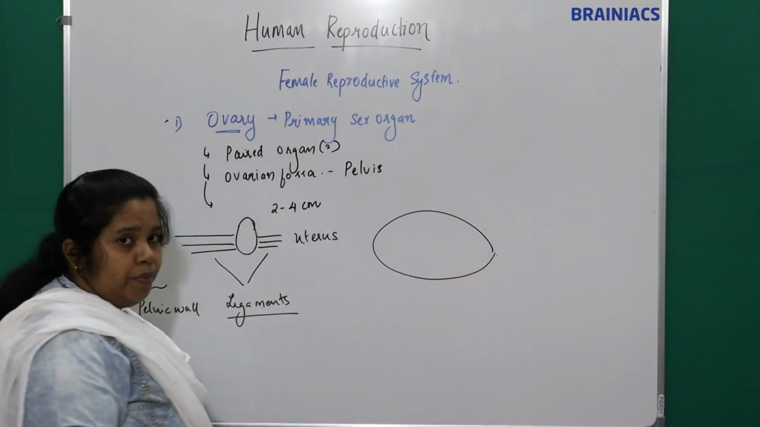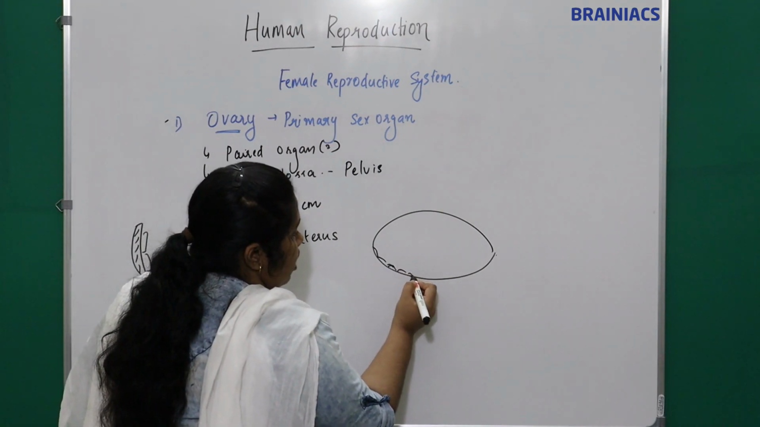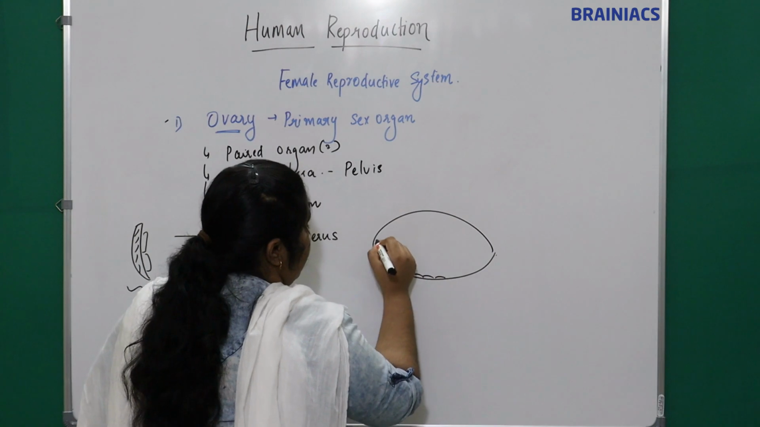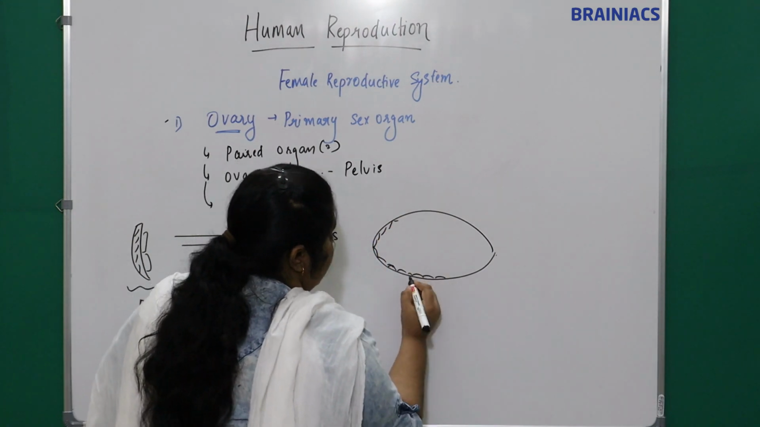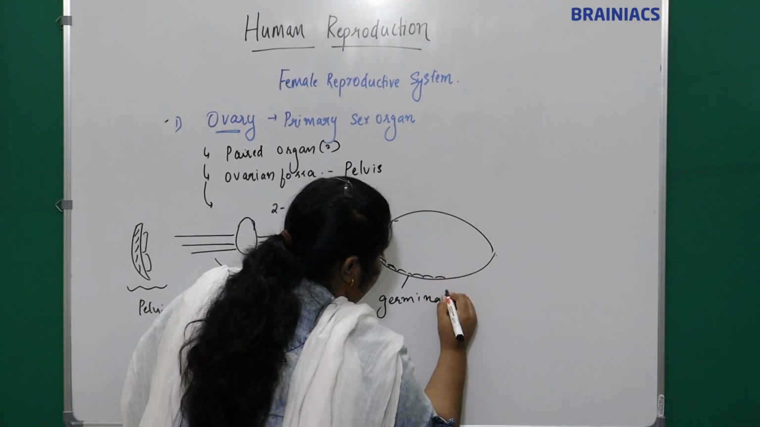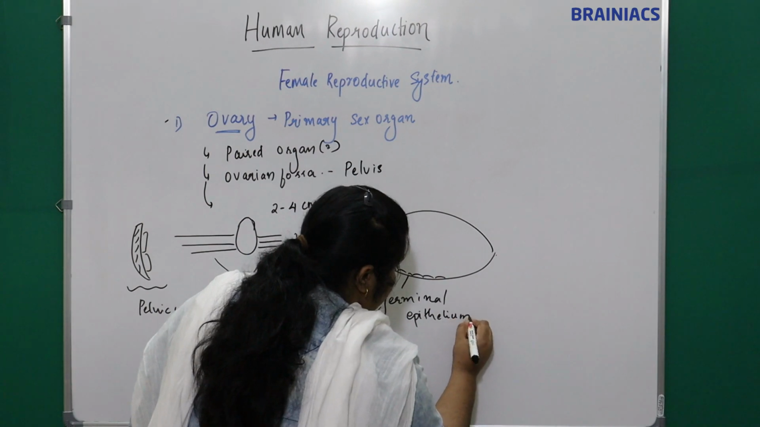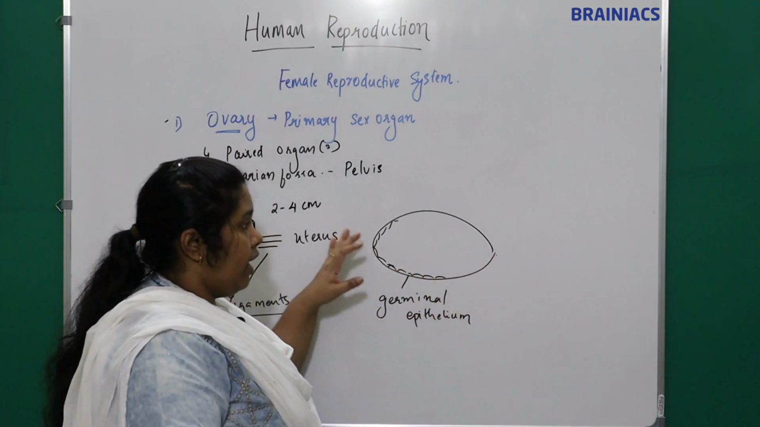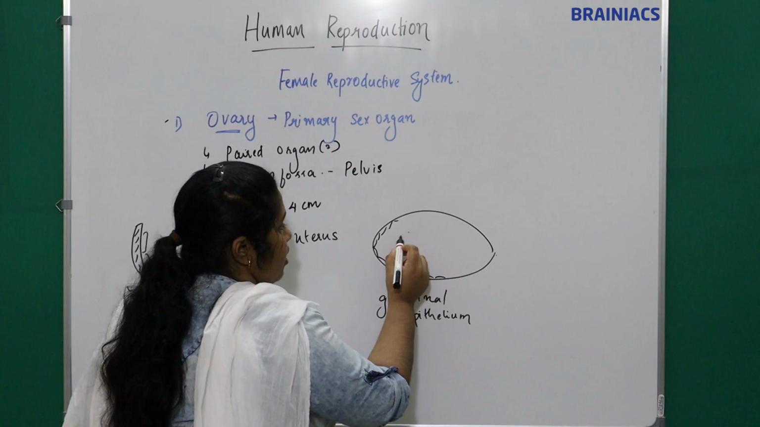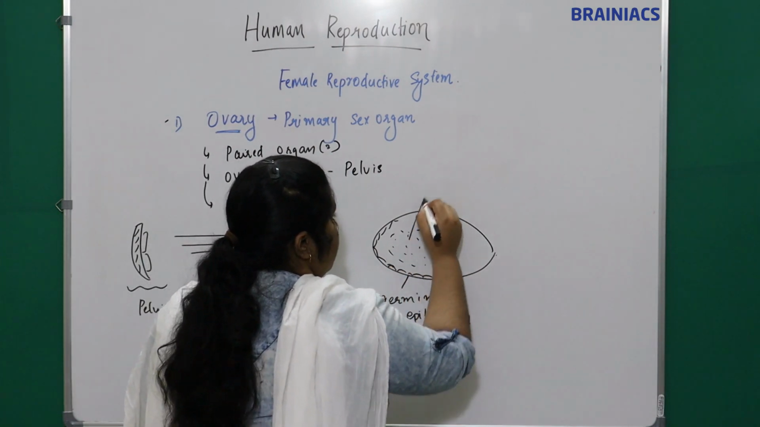This is the ovary, and it is lined by what? It is lined by the germinal epithelium. The ovary is lined by the germinal epithelium, and inside what does it have? It has the stroma.